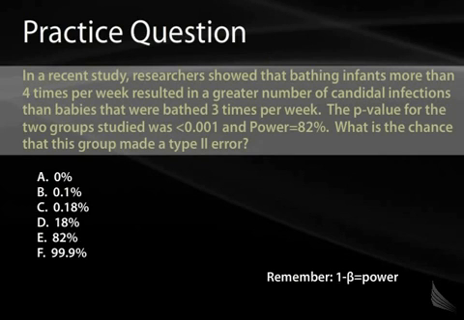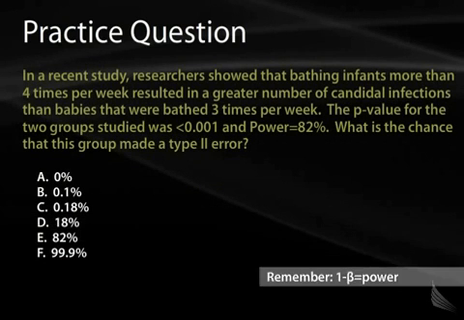So the power of this study was 82% to detect a difference. That means that there was an 18% chance that there was a significant difference that was not detected by this study. And for that reason, the correct answer here is 18. Power is 1 minus beta.